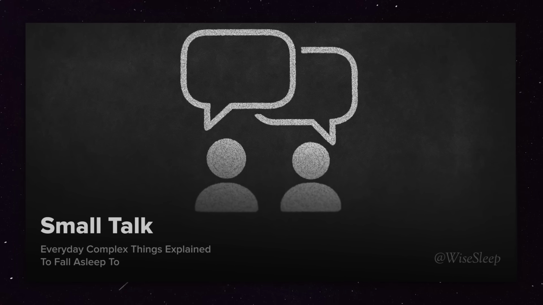Common topics include the weather, weekend plans, or shared surroundings. For example, you might comment on how cold it is outside, or ask someone if they've tried the coffee in the break room. These interactions may seem insignificant, but they serve a social function.